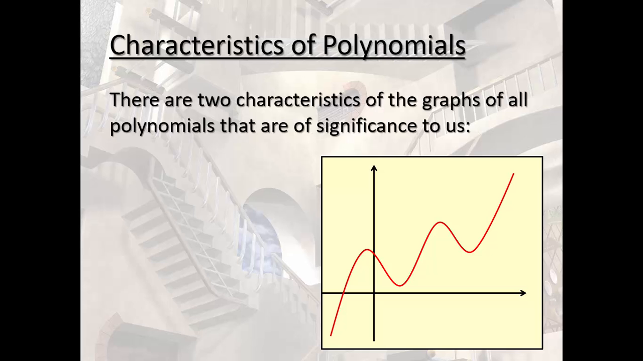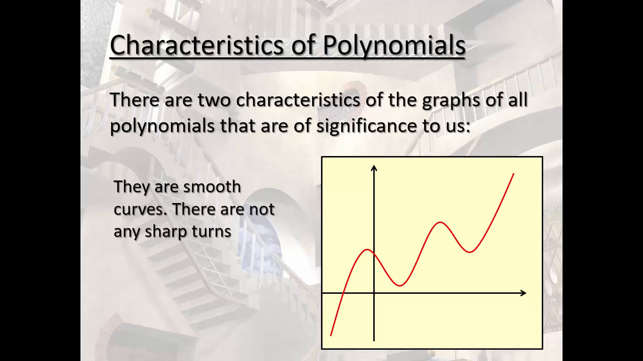The second thing is that they're smooth curves. There are not real sharp points anywhere. When we had our x squared function, it was a smooth curve on the bottom of it. That's the way all of these are.